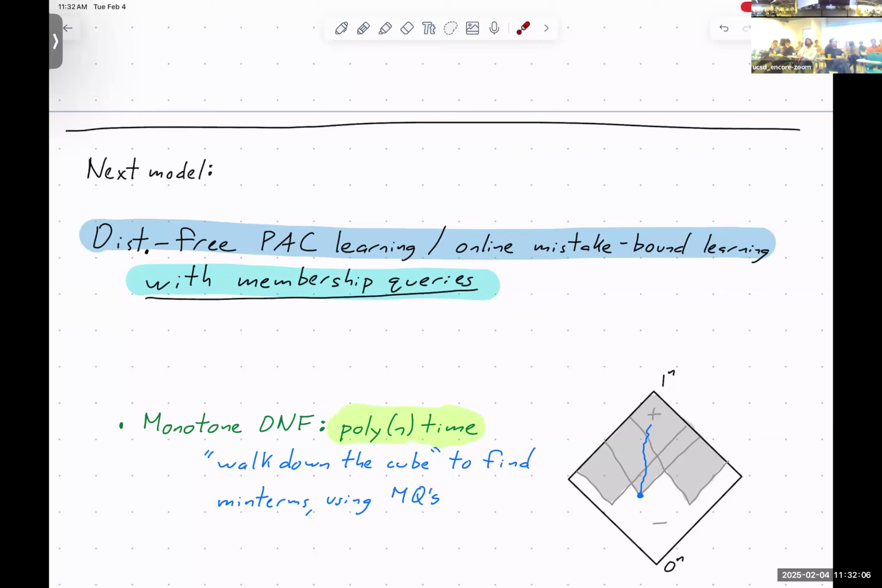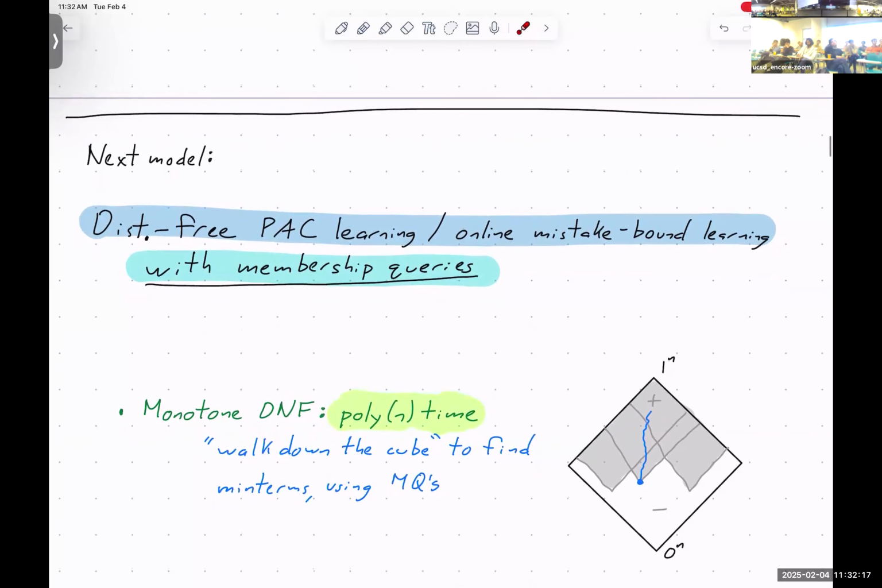So if you don't have queries, the best we know how to do for learning monotone DNF is this 2 to the n to the 1/3 kind of thing that I mentioned. If you do have queries, then learning monotone DNF is trivial. And I think it kind of explains itself with a picture like this, right?